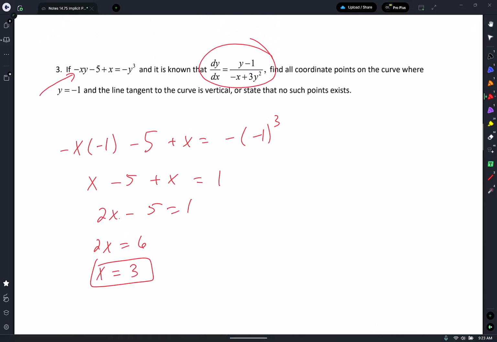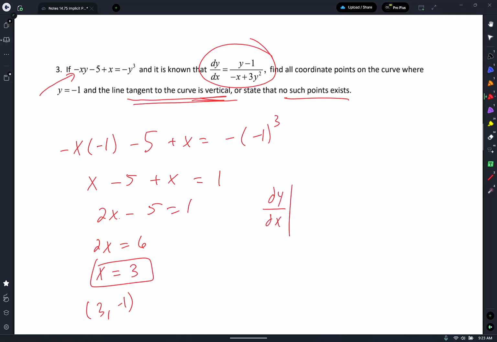What do they want? Find all coordinate points on the curve where y equals -1 and the line tangent to the curve is vertical. Okay, if my tangent line is vertical, what type of slope is that? Undefined. I'm going to check if at the point 3, -1, I have undefined slope. If I don't have undefined slope, no such point exists. Does that make sense? All right, so here we go. dy/dx, evaluated at, I need to be on the curve.